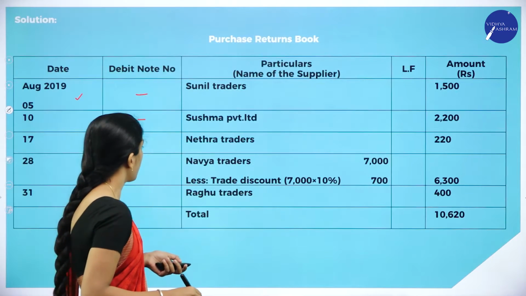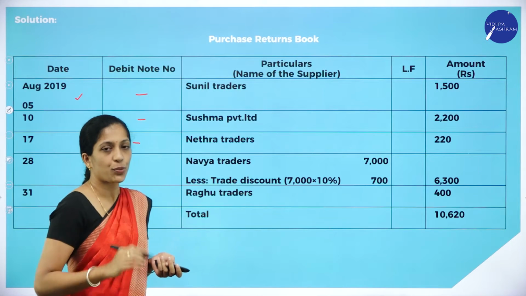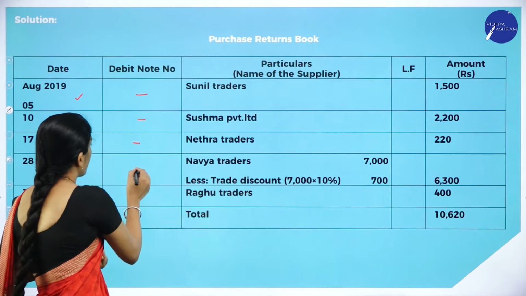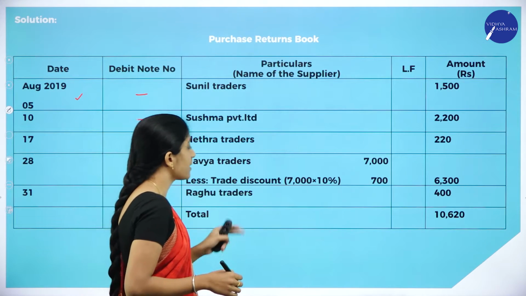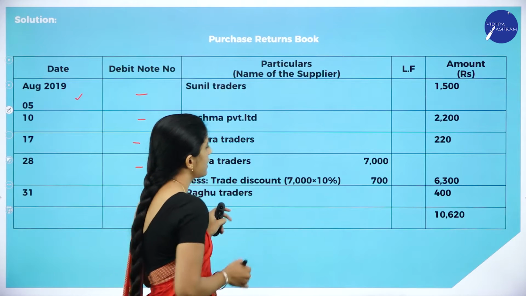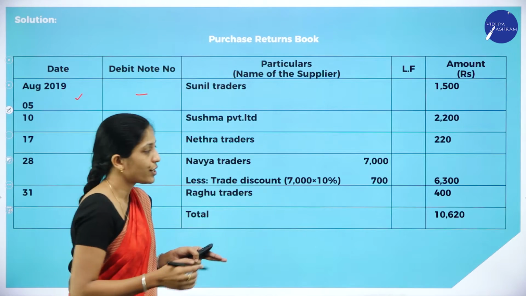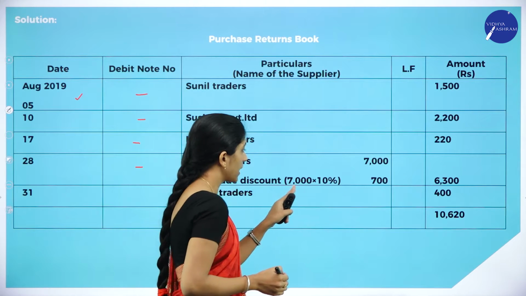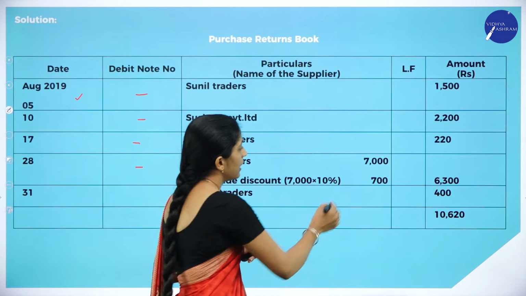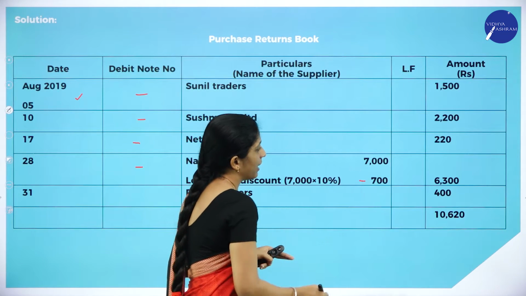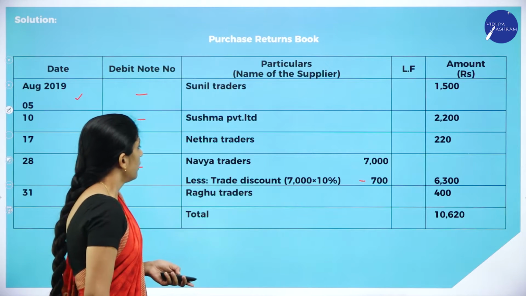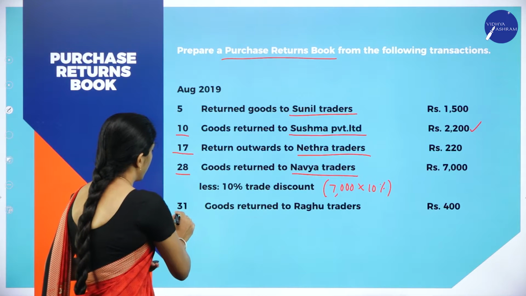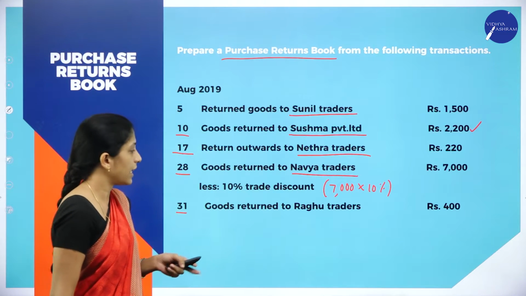Now how to record this? So I'll write the date, that is 28th. Debit note number is empty. Name of the supplier is Navya Traders. But there is a discount, that is less trade discount. So I'll calculate upon 7,000. 7,000 into 10%, that is 7,000 minus 700. So we'll get 6,300.